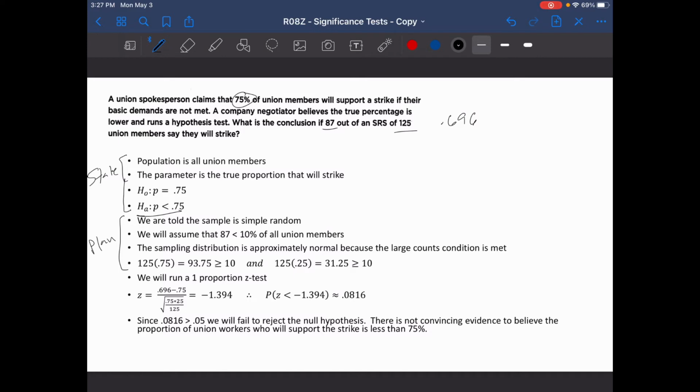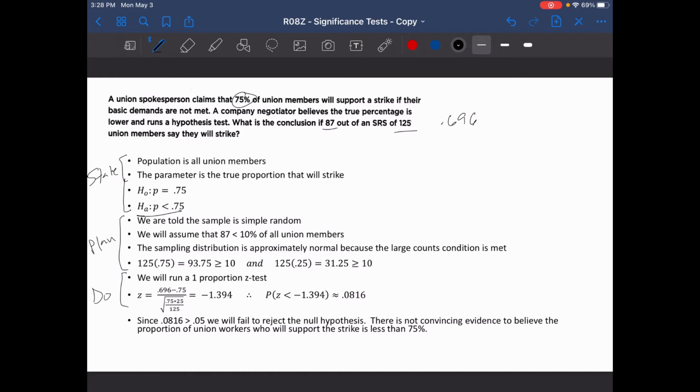So we would take our total sample, 125, times 0.75, and that gives us 93.75, which is greater than or equal to 10. 125 times the proportion for failure, or 1 minus 0.75, which is 0.25, is 31.25, which is also greater than or equal to 10. So that checks our large counts condition. Again, make sure that you are actually doing the math and showing that it is normal.